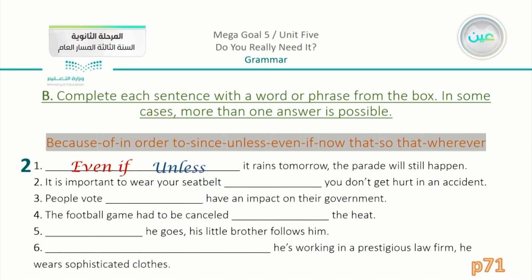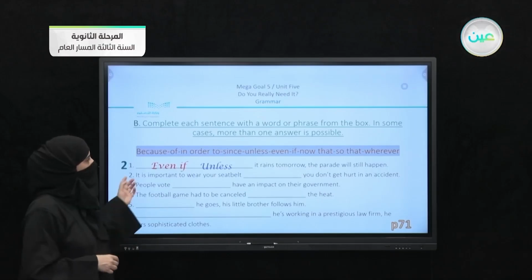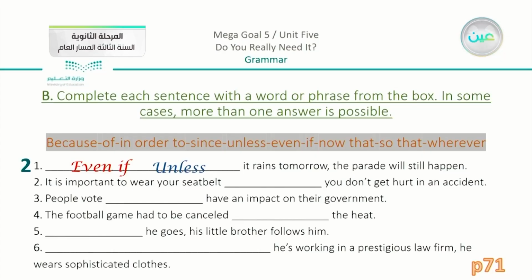Now, number 2, it is important to wear your seatbelt. You don't get hurt in an accident. So I'm looking for a purpose here. What is the purpose of wearing a seatbelt? Now you can see the conjunctions that go with purpose. We have because of, in order to, since, unless, even if, now that, so that, or wherever. We have here, so that you don't get hurt in an accident.